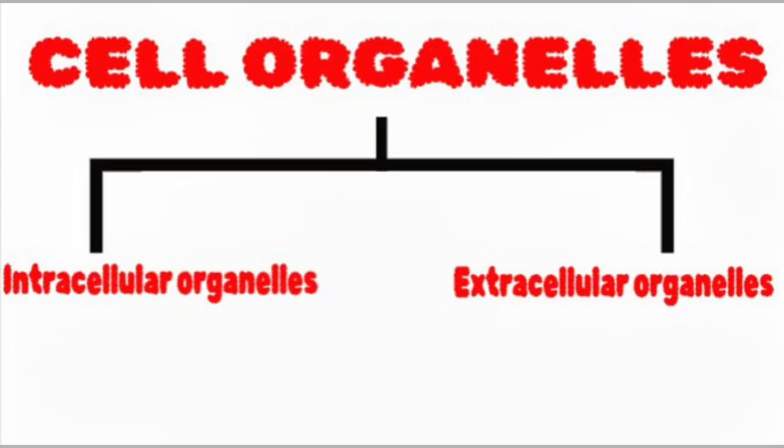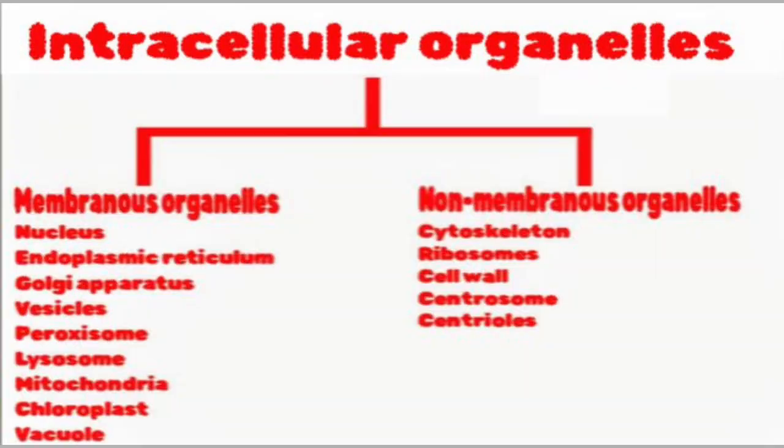Back to cell organelles. Cell organelles, based on their location, are broadly categorized into two: the intracellular organelles and the extracellular organelles. For this lesson, we will focus on the intracellular organelles. The intracellular organelles are found within the cell and are grouped into two: the membranous organelles and the non-membranous organelles. For this episode, we will only look at the non-membranous organelles, with some examples seen on the screen.